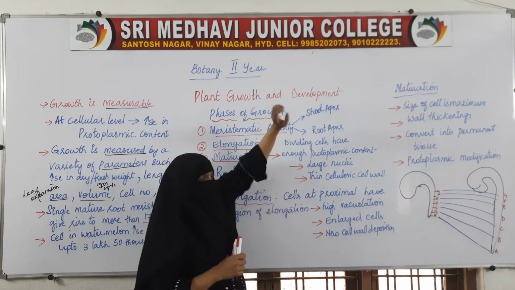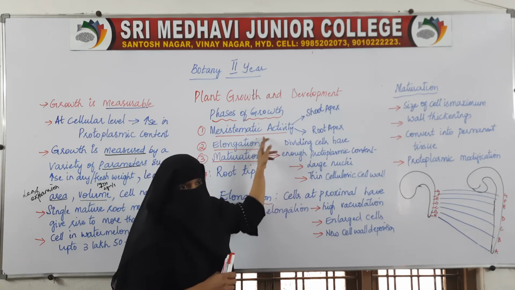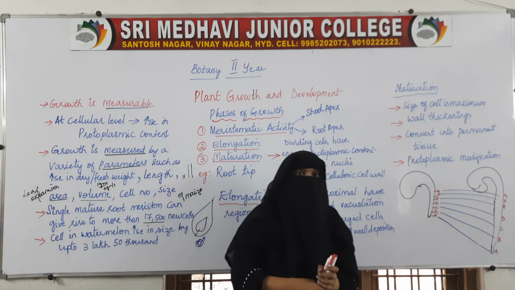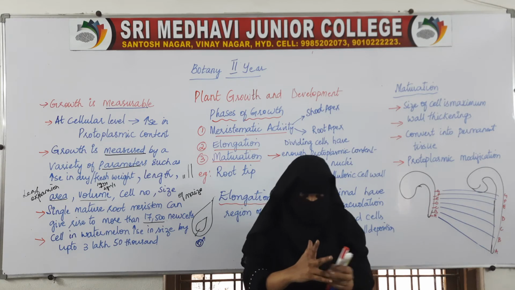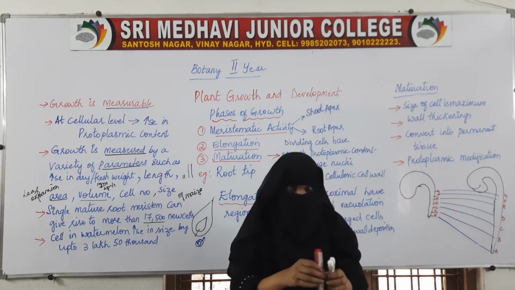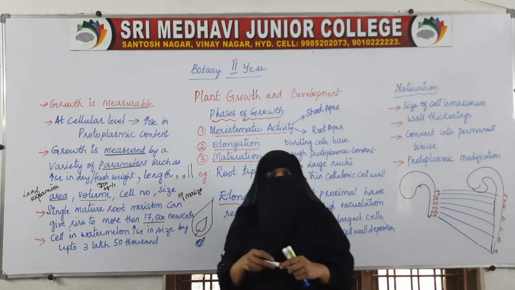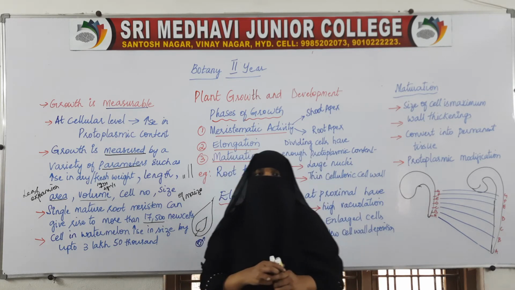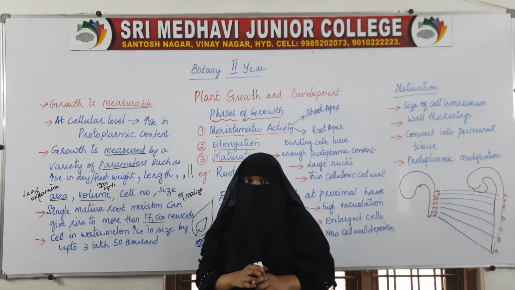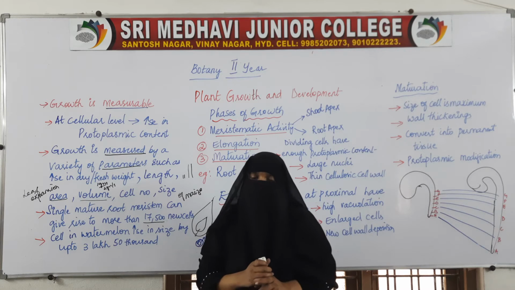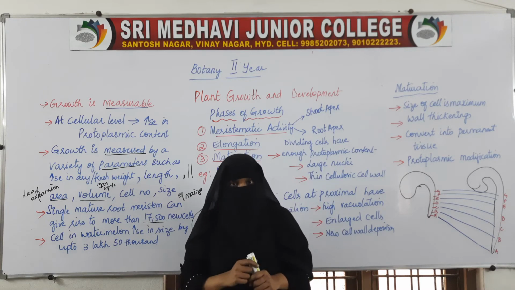Now, coming to this, I said there are three phases. The first phase is the meristematic activity, that is, the activity which is done by meristematic cells. We all know meristematic cells are the rapidly and continuously dividing cells which produce new cells.